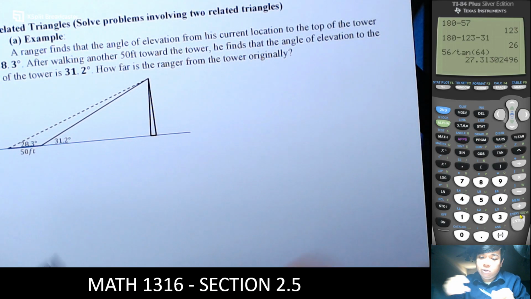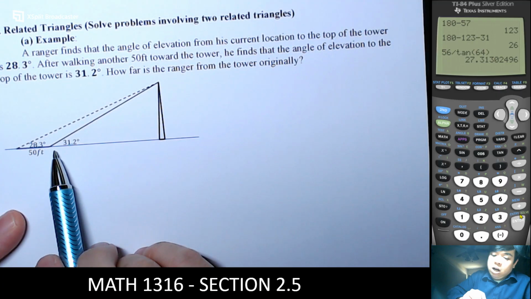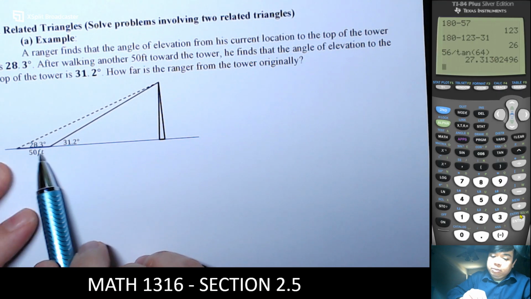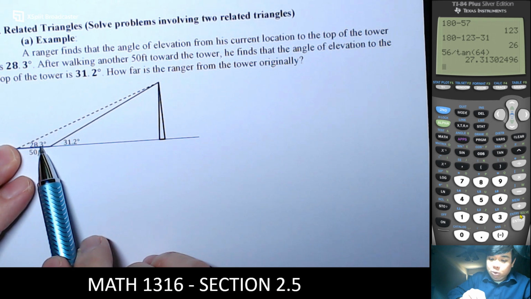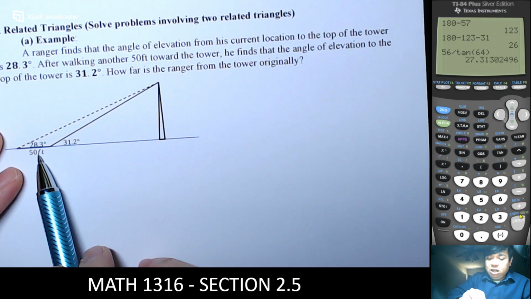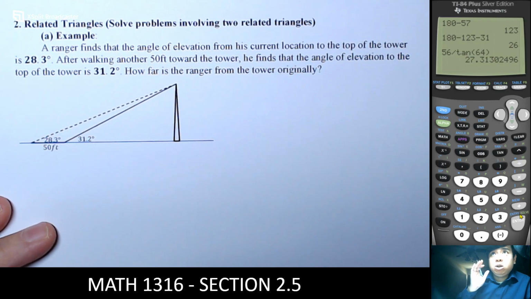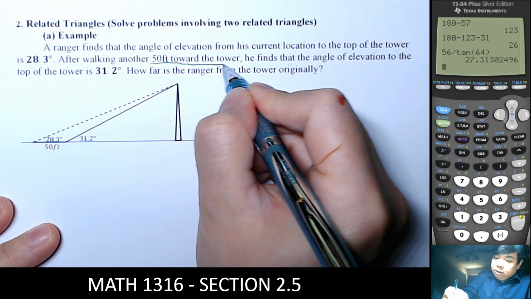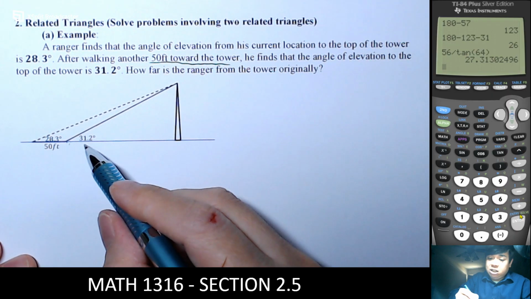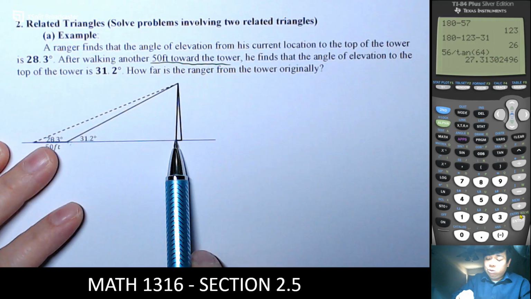Okay, here's a sample. A ranger finds that the angle of elevation from his current location to the tower is 28.3 degrees. So he looked at a tower and said, okay, that's 28.3 degrees. That's all he knows. And then he walked 50 feet toward the tower. He walked that, and now we look up to the tower again. That is 31.2 degrees.